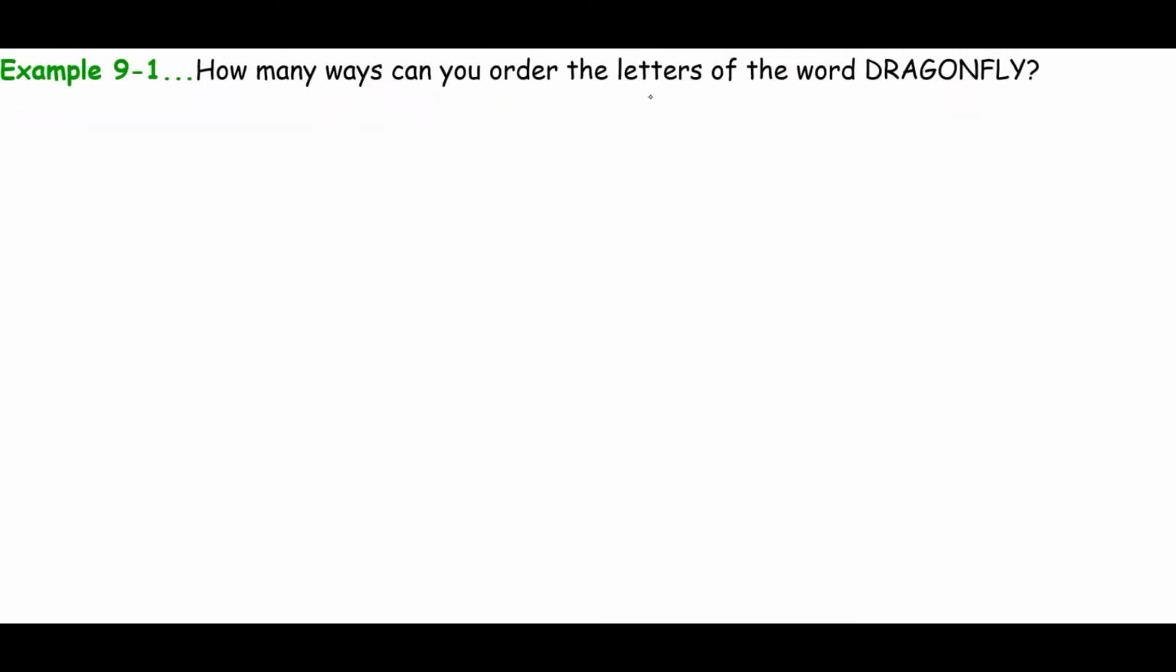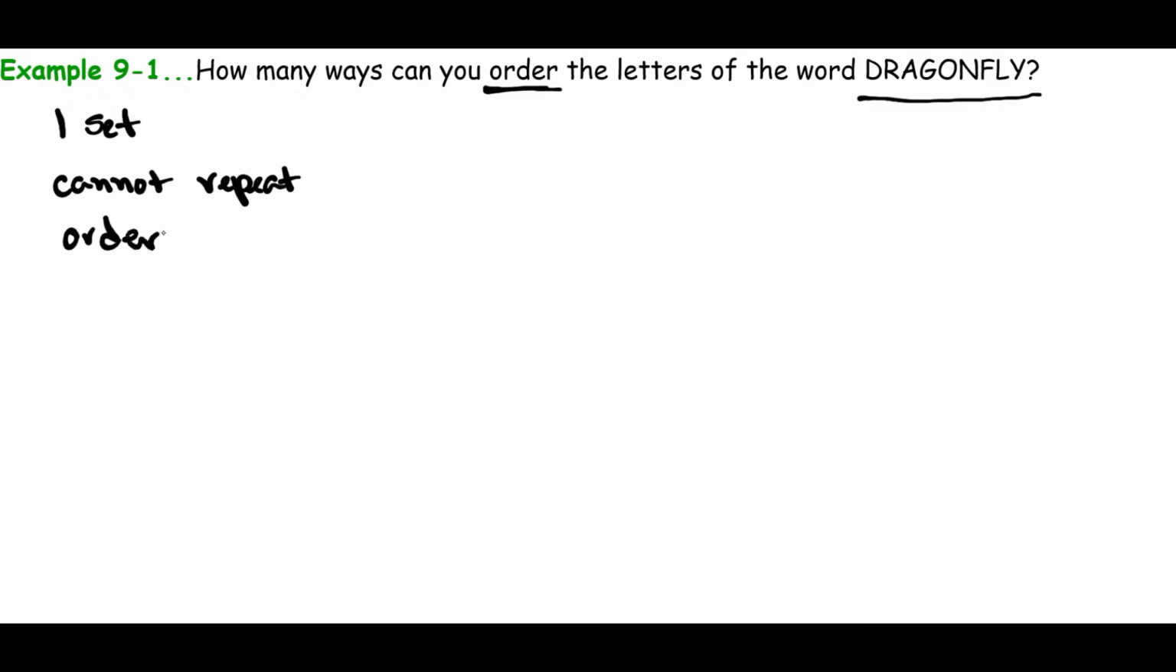How many ways can you order the letters of the word dragonfly? Do I have different sets or do I have one set? I only have one set, which is this set of these letters. So the next thing we have to ask is, can I repeat? Once I put the D in a particular location, can I put that same letter somewhere else? No, so we cannot repeat. Does the order matter? Obviously the order matters because they're telling us to order them. So order matters, which tells me that I'm doing a permutation.